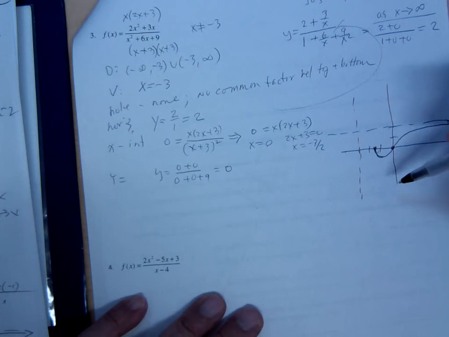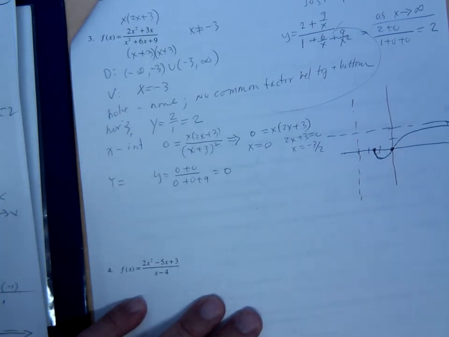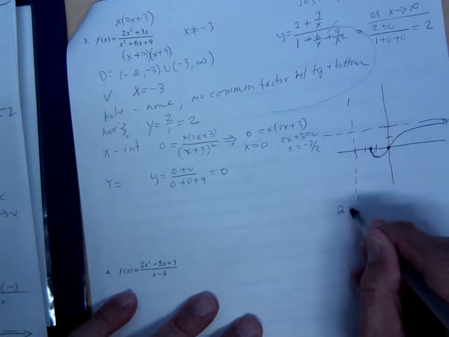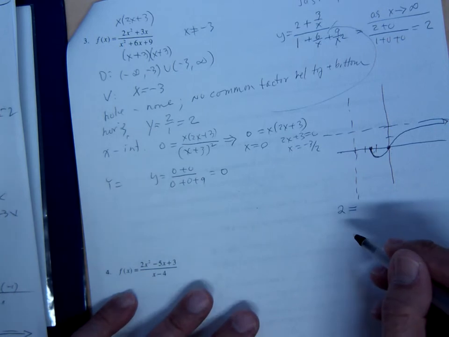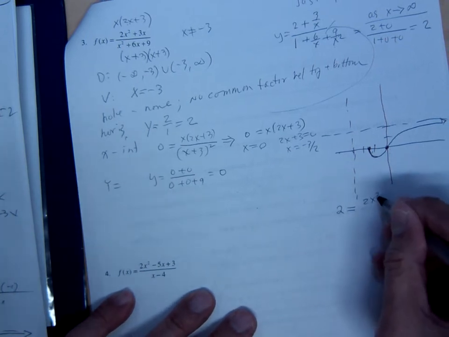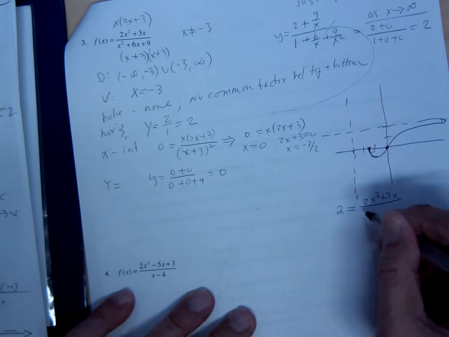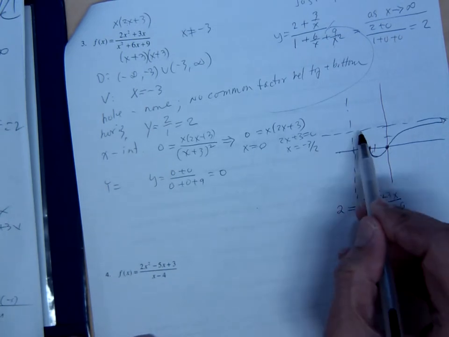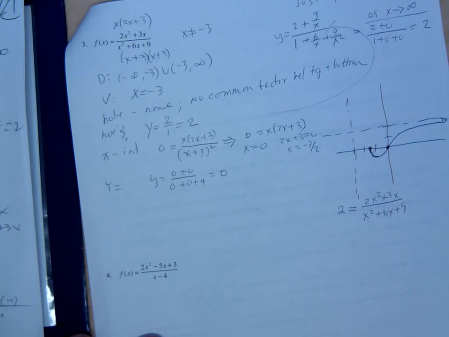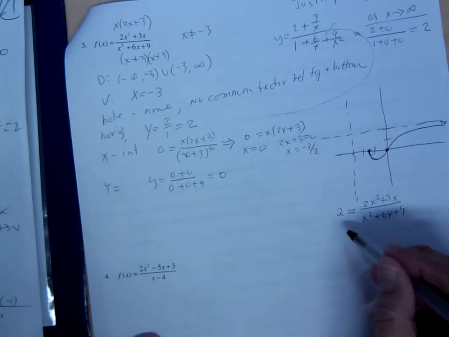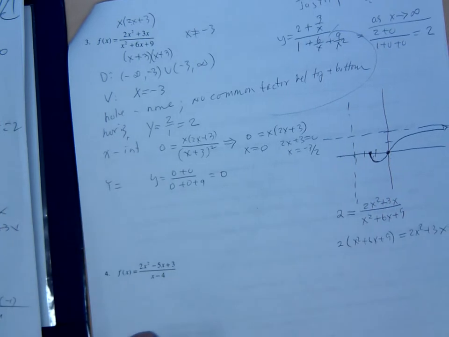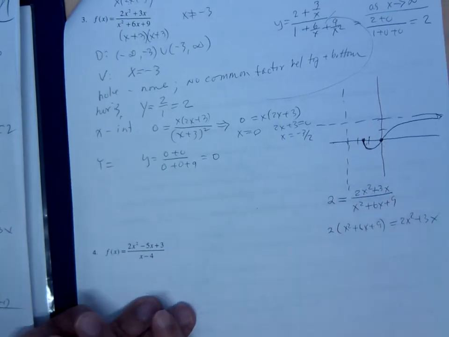So where does it cross? That's a good question, so we will find out. Since the horizontal asymptote line is 2, you're going to say 2 equals your function. You want to find what value of x it crosses over here. So I'm just going to clear the fractions. 2 times x squared plus 6x plus 9 equals 2x squared plus 3x. Multiply both sides by your LCD. There's only one denominator, that is your LCD. So you simplify.